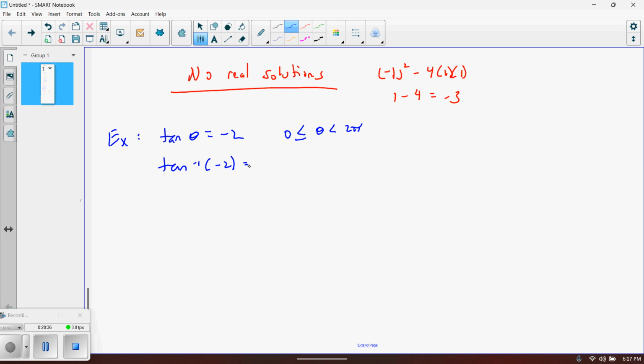But when you use the calculator to do this, because that value is negative, this is going to place it in the negative first quadrant, basically what would be the fourth quadrant equivalency. It's going to place it in the negative first quadrant because that's where tangent values would be negative. So let's go ahead and take a look.